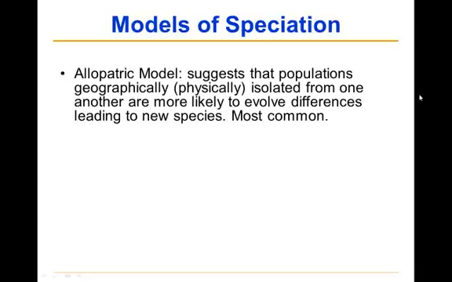Before I describe the model, let's look at the etymology of the word allopatric. Allo means different, and patra refers to father, and this is a reference to fatherland. So different fatherlands are, in other words, non-overlapping ranges. In other words, the ranges of the two populations are isolated. And so the allopatric model suggests that populations that are physically isolated from one another are more likely to evolve differences leading to new species.